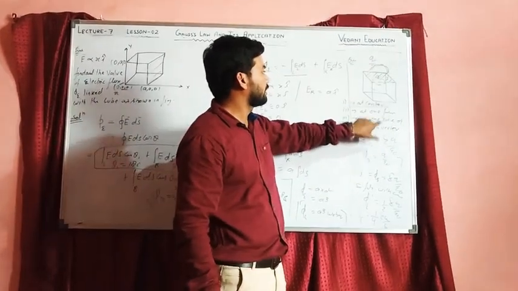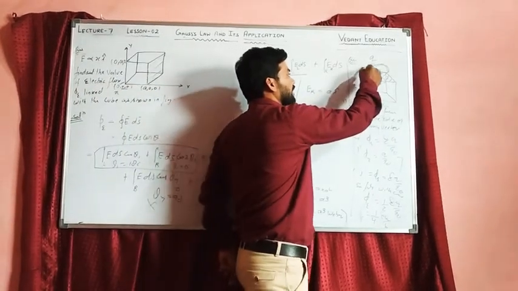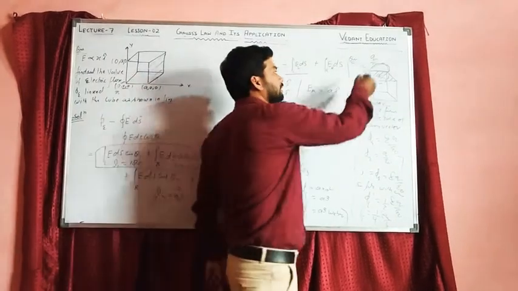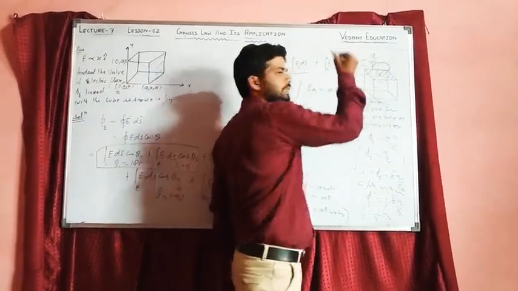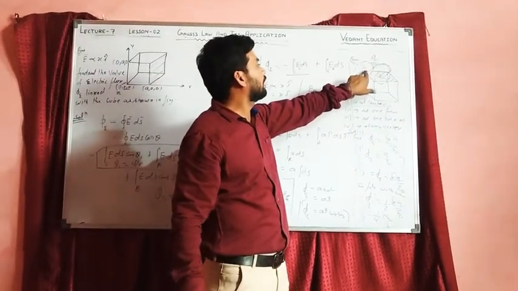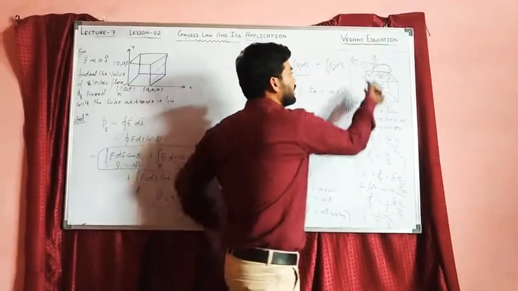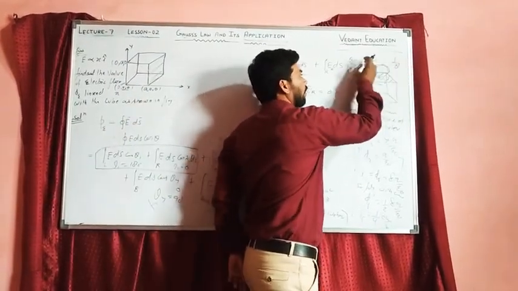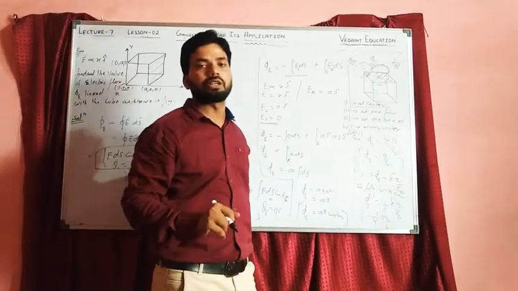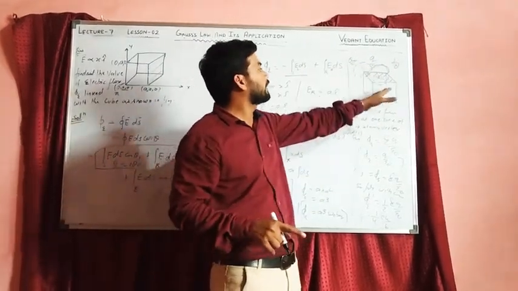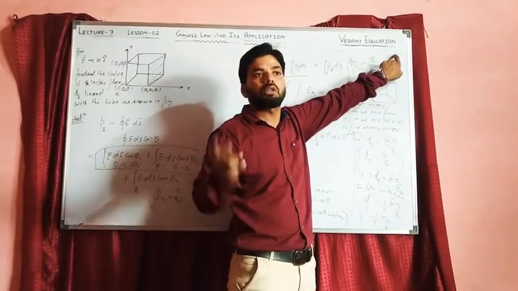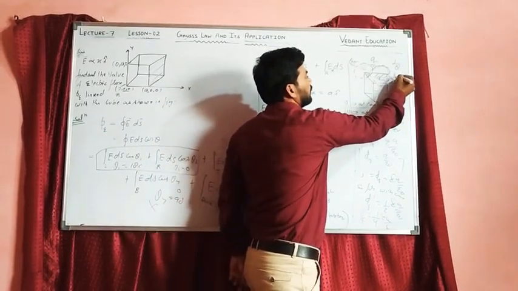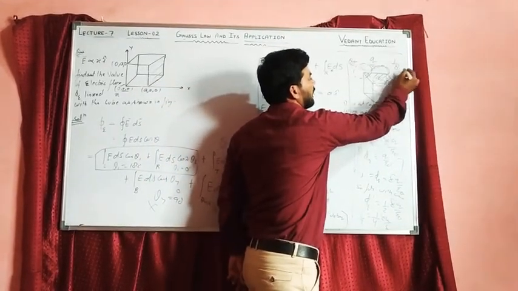At any vertex, if the charge is placed at a vertex and we plot the Gaussian surface, then this will be the Gaussian surface. This is the center, and this area will be 1/8 of the whole surface area. So flux linked with the cube will be 1/8 times the total flux of the Gaussian surface. So the answer in this case is phi equals 1/8 summation Q by epsilon 0.